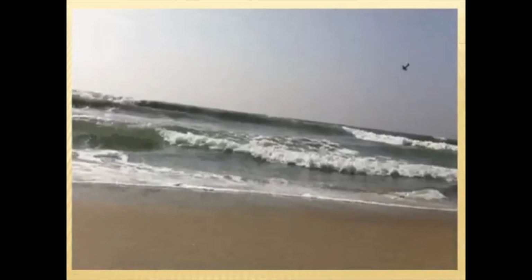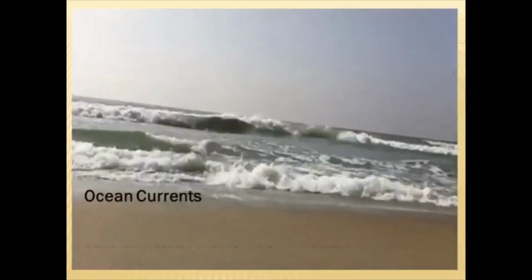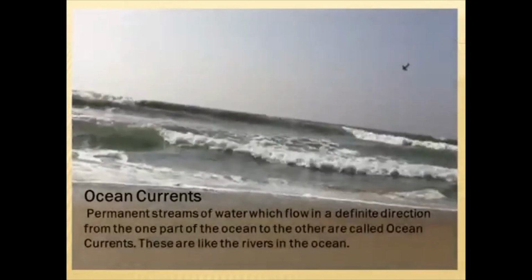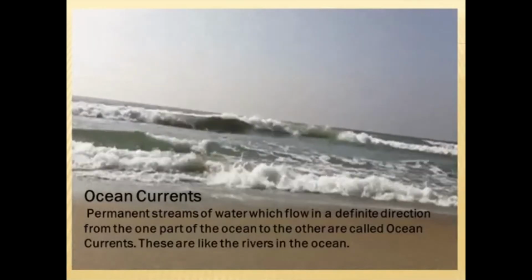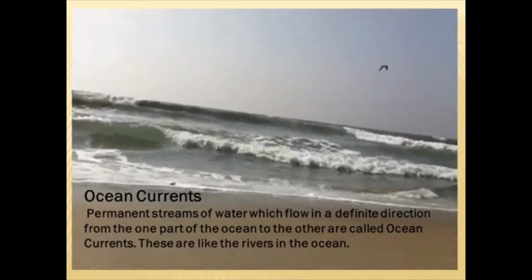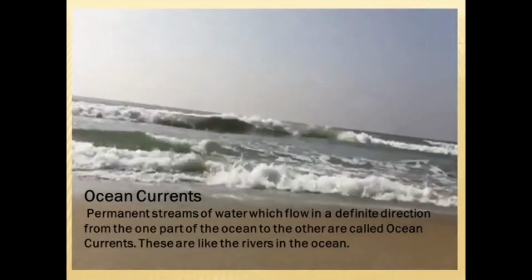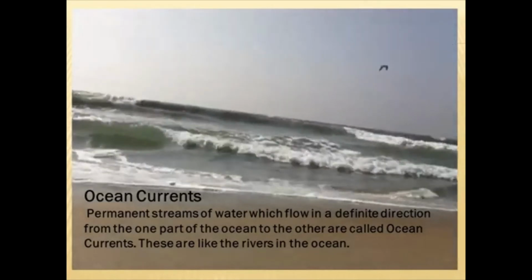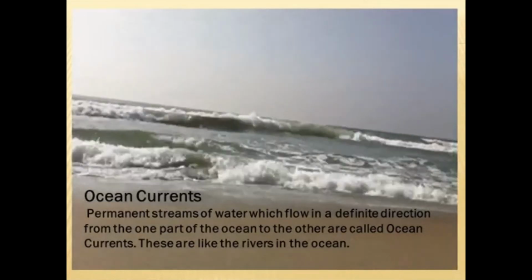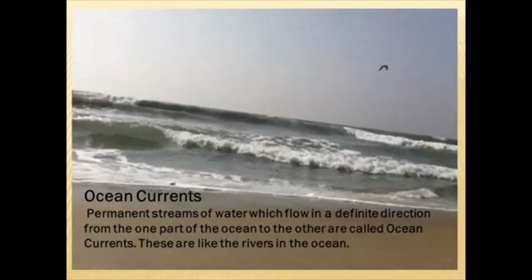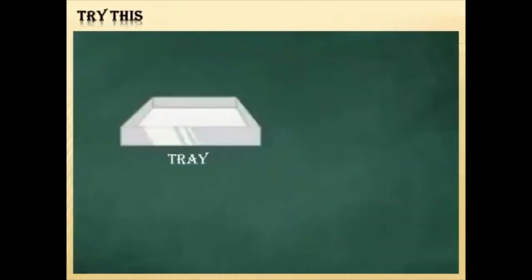So what are ocean currents? Ocean currents are the permanent rivers of water which flow in a definite direction from one part of the ocean to the other, and that is called an ocean current. These are like the rivers in the ocean.